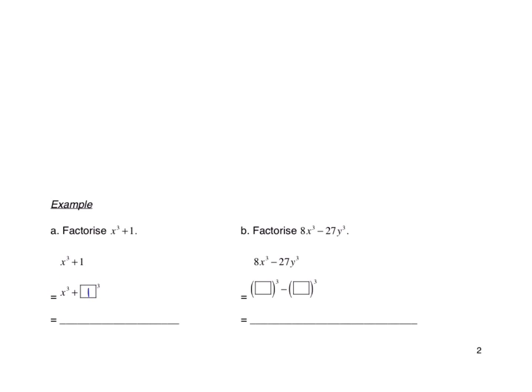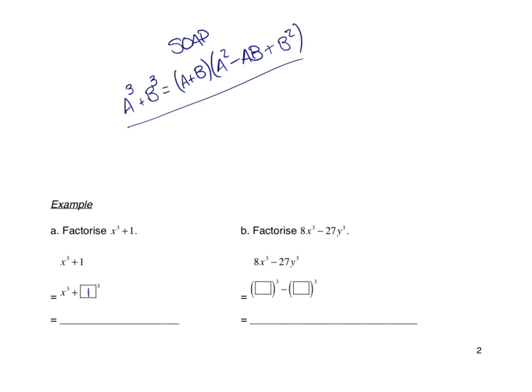Well, if we remember our expression, a cubed plus b cubed equals, open bracket, a plus b. Remember our mnemonic, SOAP. Our sign here is the same. Then we have a squared minus, because opposite sign here, ab, plus, because this sign is always positive, b squared. So this is our expression.